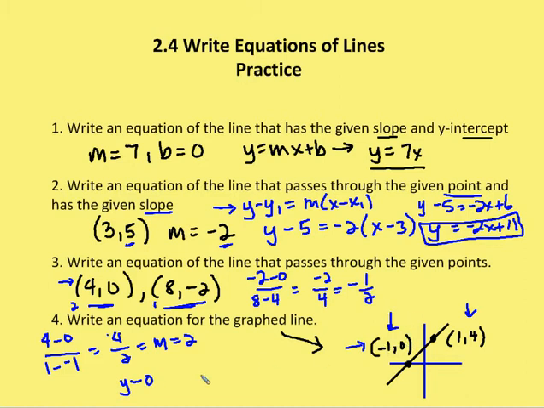So I have negative 1, 0. So y minus y1, in this case y1 is 0, is equal to the slope, 2, times x minus negative 1, or x plus 1. And that gives me y is equal to 2x plus 2. And there is my answer. I started in point slope form. I figured out what the slope was, and then I rewrote it in terms of y, or in the slope intercept form.